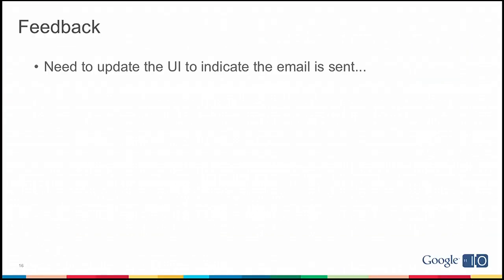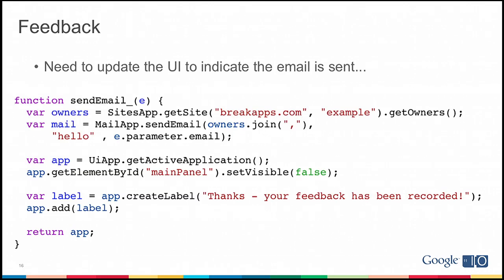The problem is that we didn't give the user any feedback. And obviously, we need to tell them that we actually sent the email so that they know not to constantly click that button. Here's that send email function I just showed you. The first two lines are the same, but now we have this extra code that will update the UI.